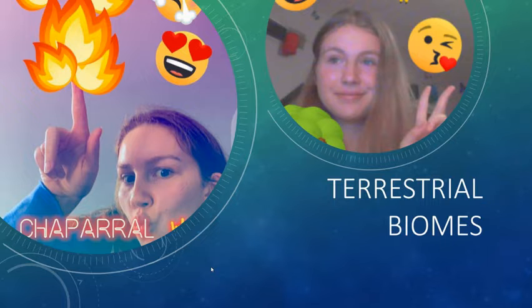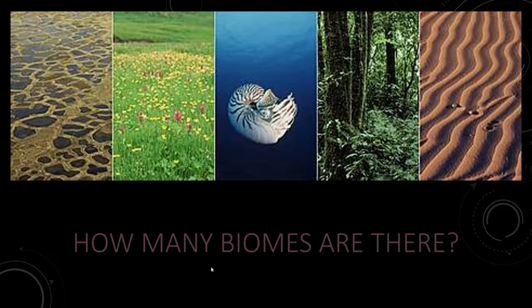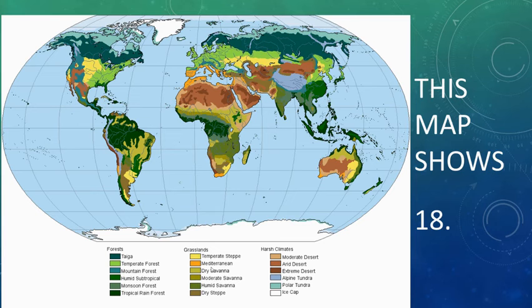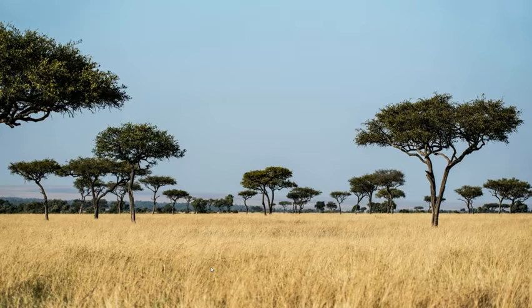Here you can see some previous AP Environmental students, and they made some videos. So one thing you should know about terrestrial biomes is there are quite a few of them out there. How many exactly? Well, it depends on the map that you're looking at. For this example, this map only shows 7 biomes. But if you go to a more detailed map, look how many. 18. It's a lot more than 7.